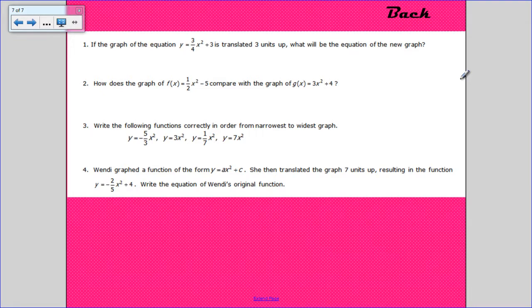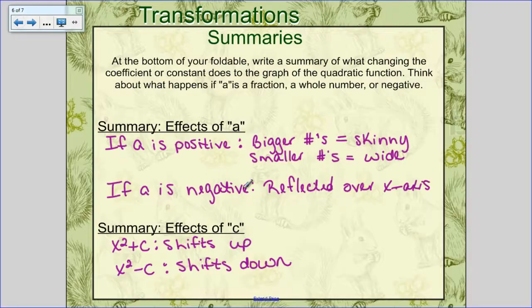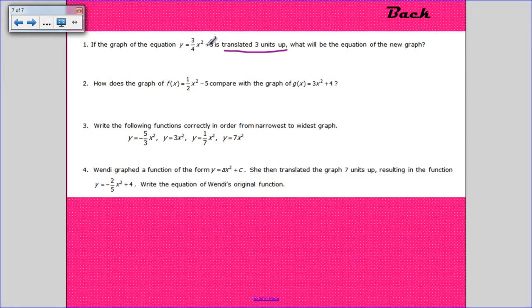And so number 1, if the graph of the equation y equals 3/4 x squared plus 3 is translated 3 units up, we want the equation of the new graph. And so here's the important part. I'm going to translate it 3 units up. I'm going to move it up. And so if you go back to our summary or our foldable, what moves it up is the C value. It's the number that's being added or subtracted. Well, to move it up, I have to add. And so in order to move this up, the number that's being added right now is +3, and I want to move it up 3 units, so I'm going to add 3 to that.